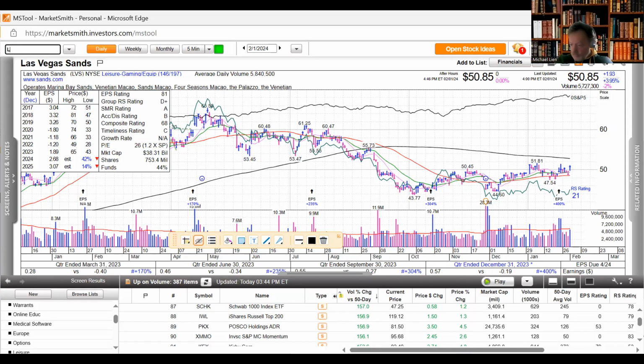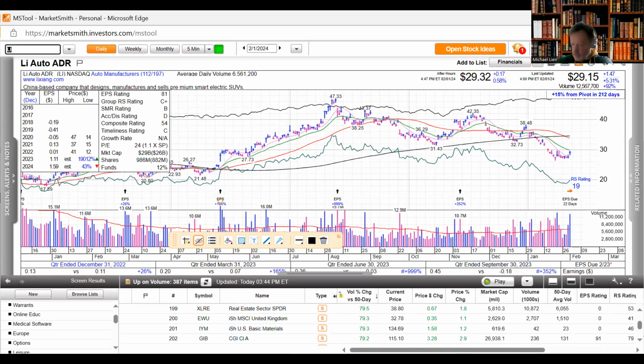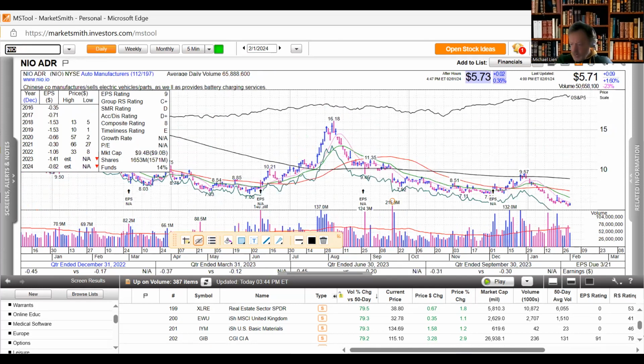Li Auto delivered 31,165 vehicles in January 2024, up 105.8% year over year. Got a little bounce. Looks like they're trying to bottom their stock. It's up 5.13%. NIO delivered 10,055 vehicles in January, increasing 18.2%.